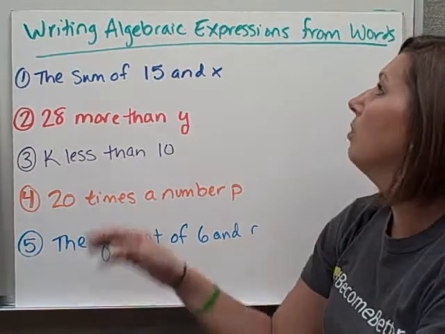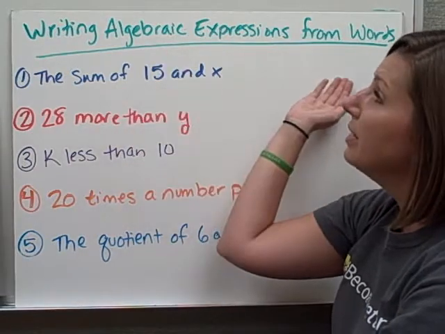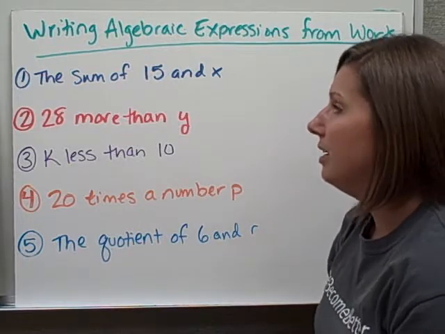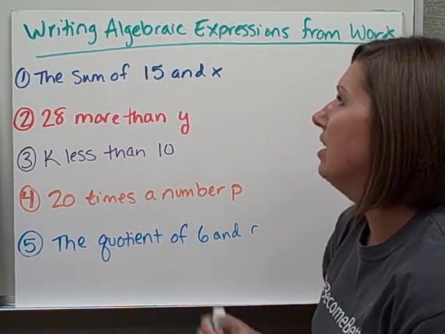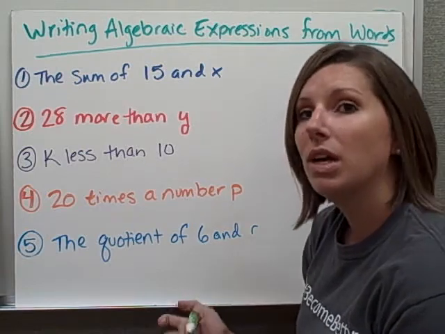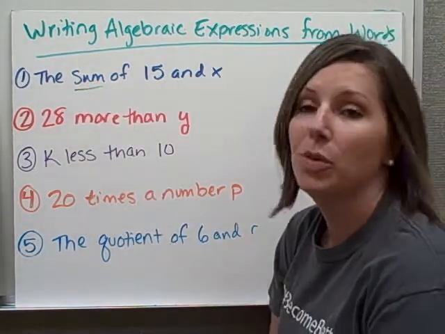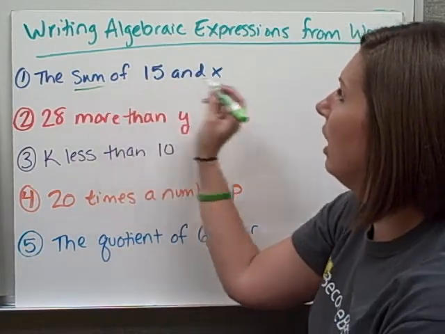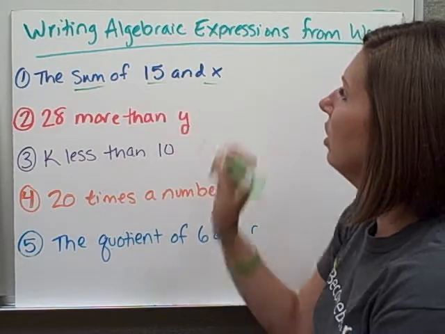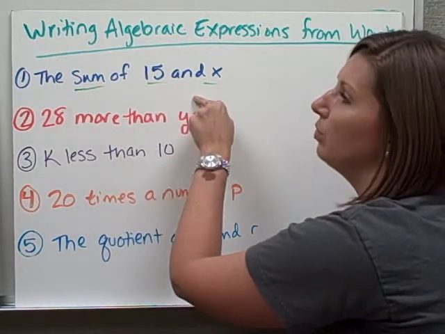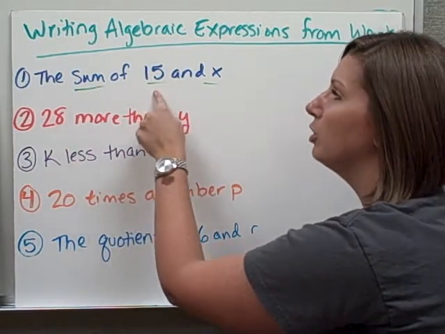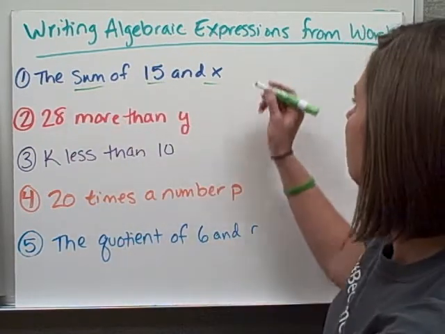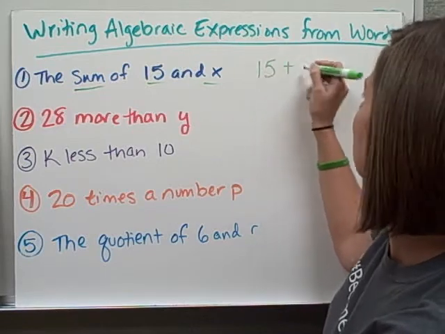So let's write some algebraic expressions from word phrases. We've got the sum of 15 and x. That's pretty straightforward. We know it's got the word sum, so we're going to do addition. We're going to write our algebraic expression in order of how it's written here. So the number 15 comes first, and then x. 15 plus x.